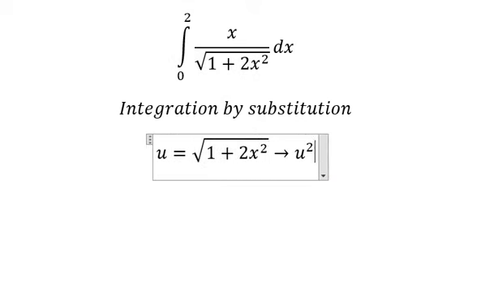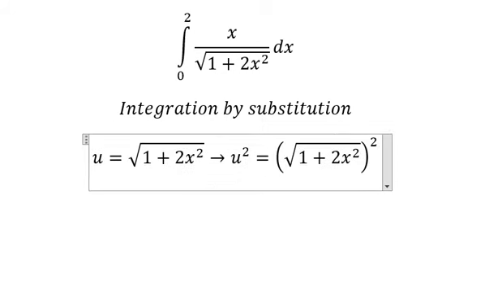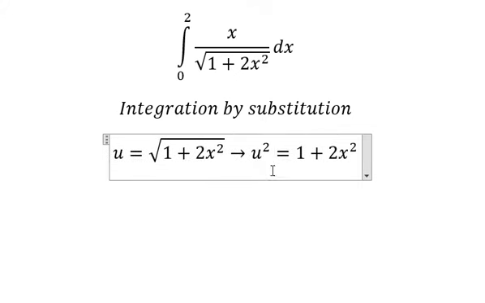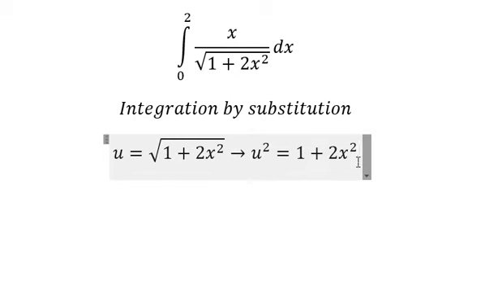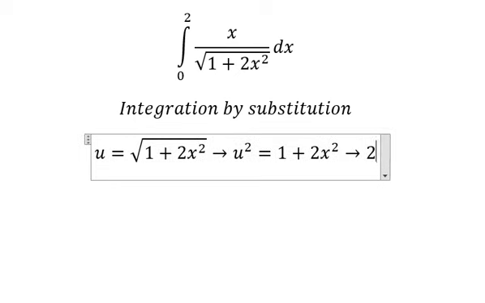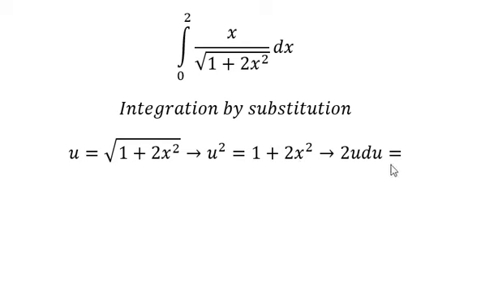Later, we square both sides to cancel the square root. Next, we need to first do the derivative for both sides. This one we have 2u. This one is a constant, so you get 0. This one we have 2x.